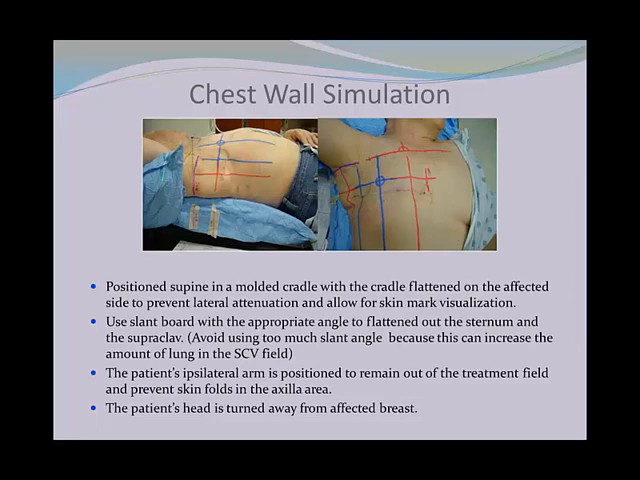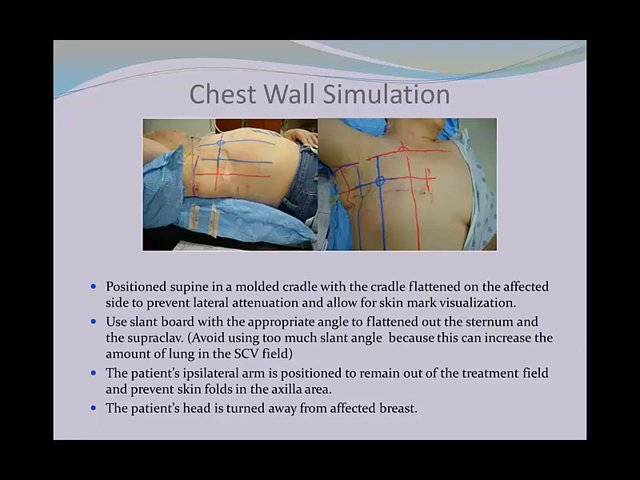What we want to do is avoid using too much slant angle, because this can increase the amount of lung in the supraclav treatment field. Then we want to position the patient's ipsilateral arm out of the treatment field and prevent skin folds in the axilla area. And the patient's head is turned away from the affected breast.